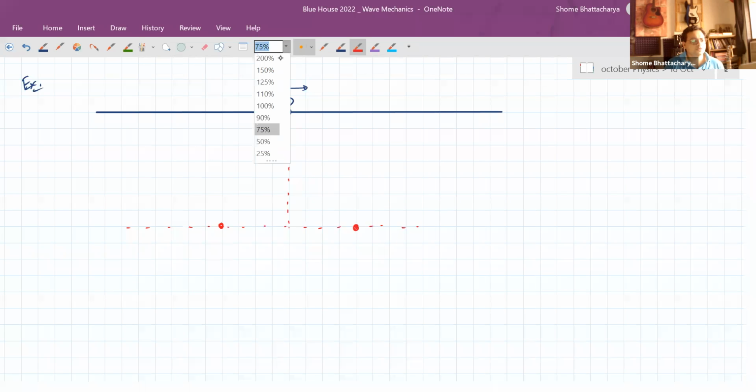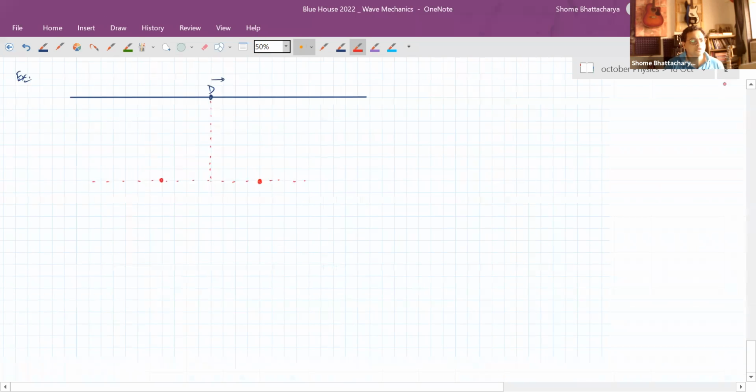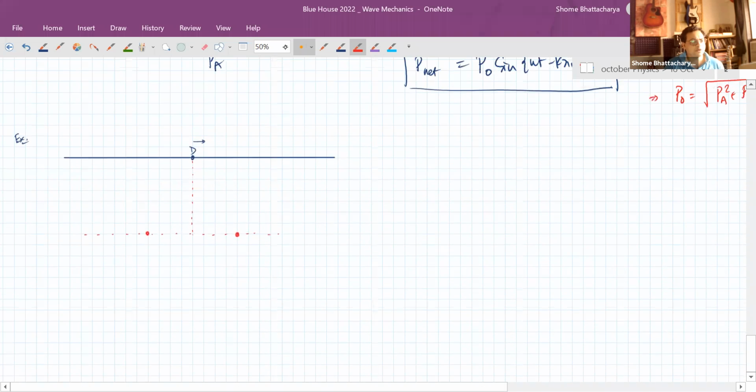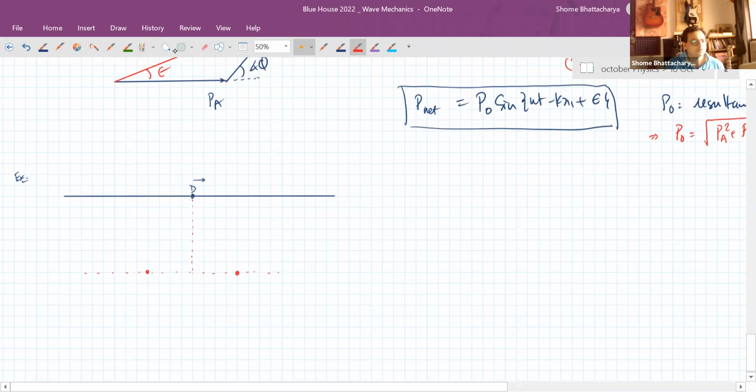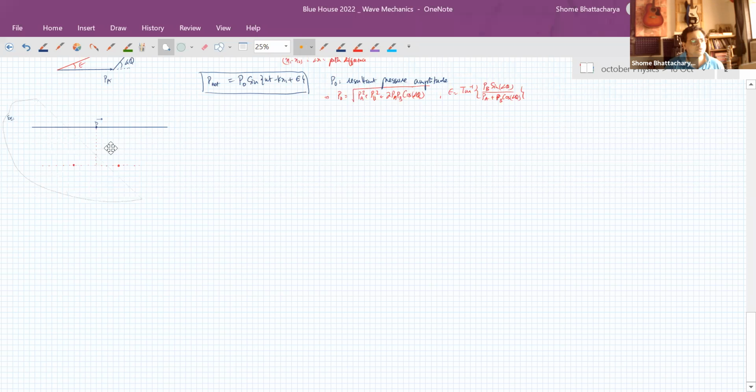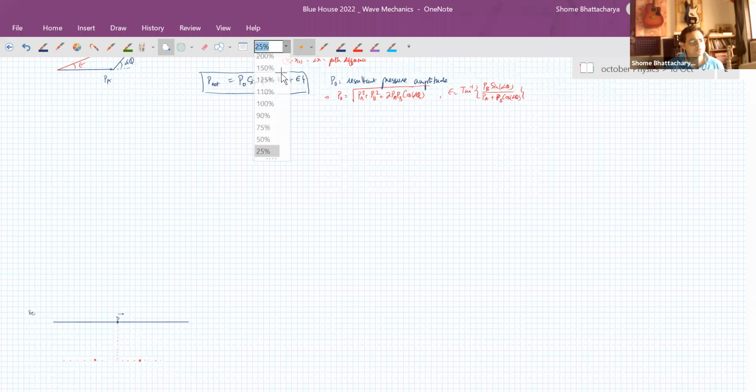Achha, one thing before we start with a question like this, just additionally one more point we'll discuss about, which is actually the condition for constructive and destructive interference. So we'll just discuss that and come back to this question.